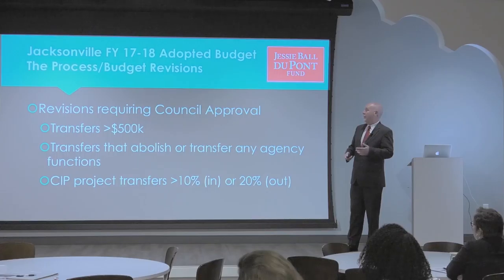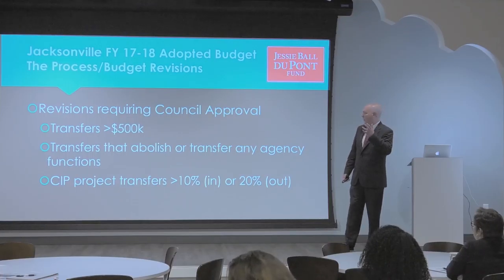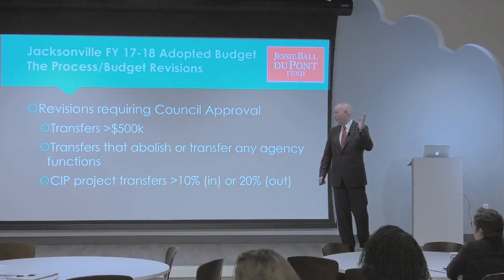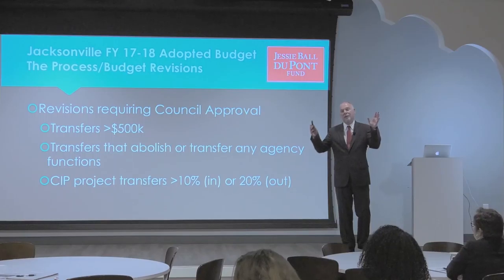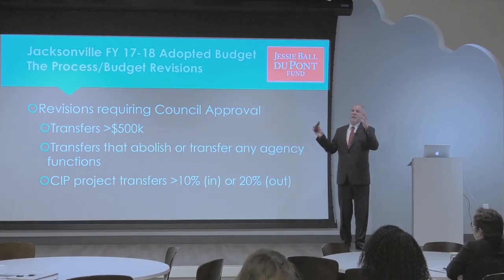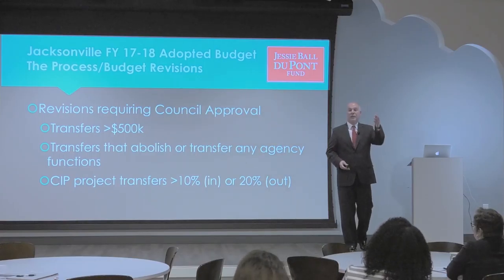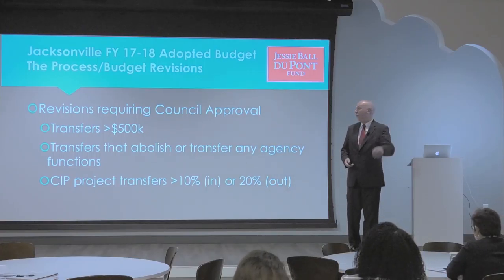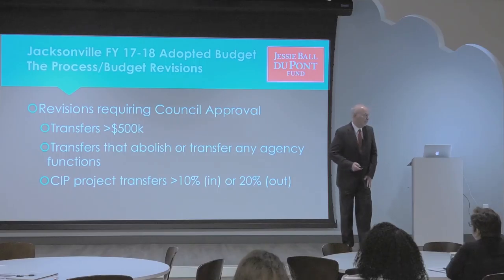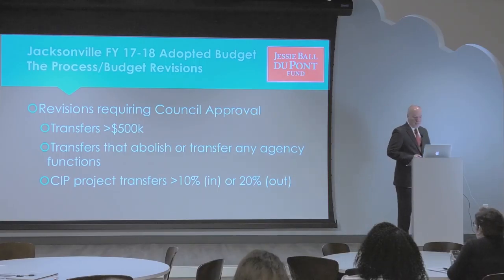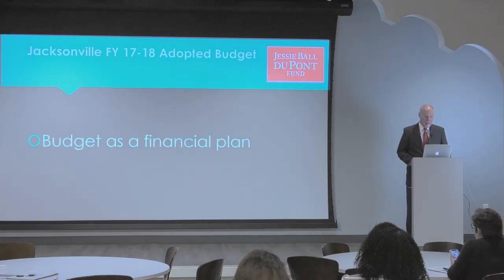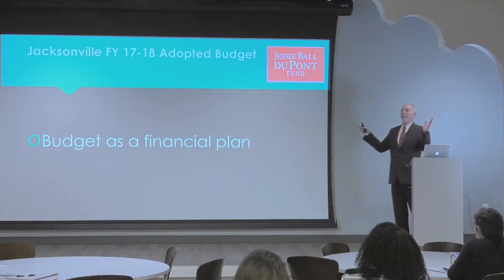Transfers greater than $500,000, transfers within agency functions, and capital improvement project transfers of greater than 10% or greater than 20%. Some revisions in the course of the year can be done by the mayor administratively; some of them have to go to the council. Okay, that's the process.